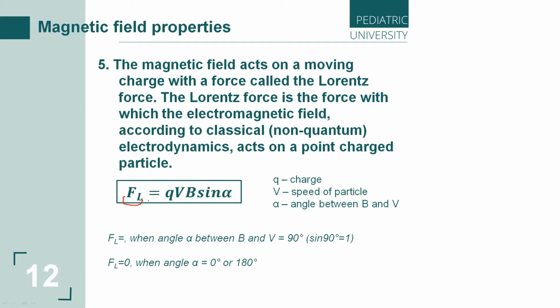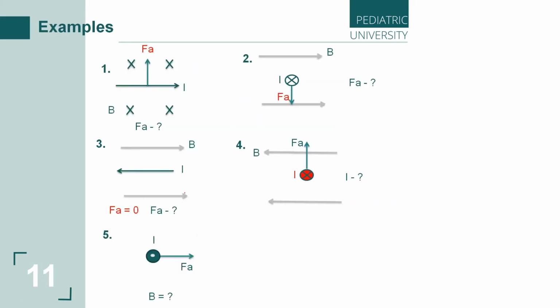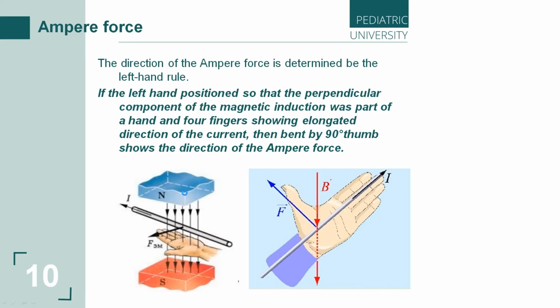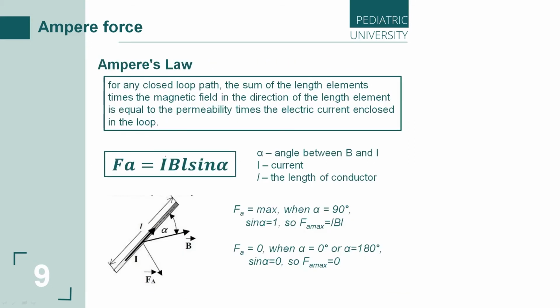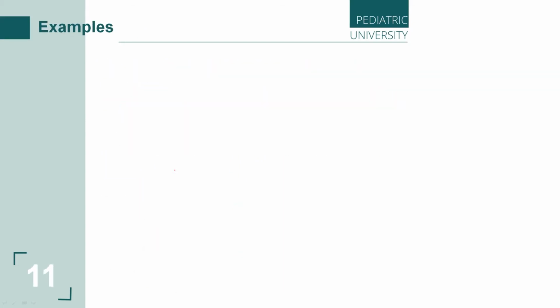So how can we calculate? Let's see. It's very similar to the Ampere force, only opposite. It depends on the charge and speed of the particle, or speed of the electron. And in the Ampere force, what was it? Current and what? And the magnetic induction vector.